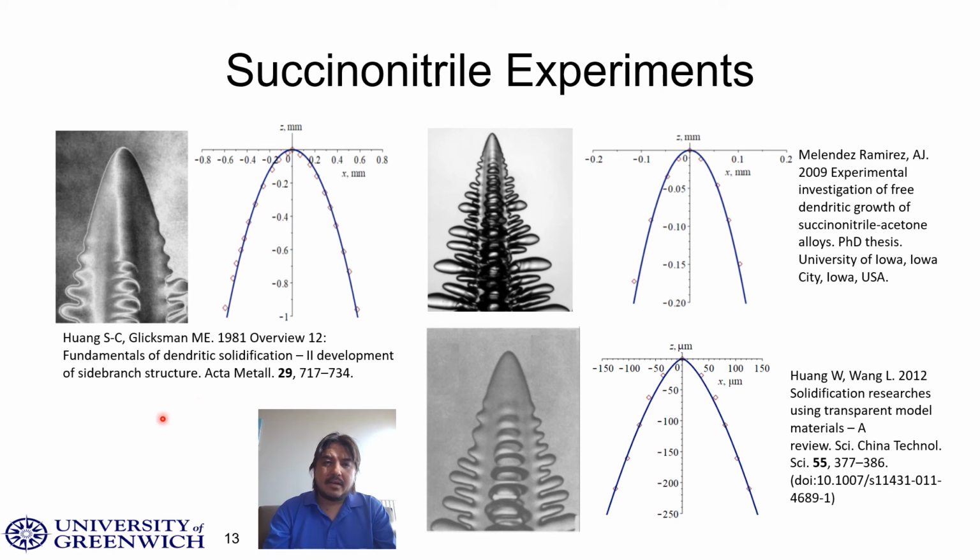And then finally, we looked at experiments for succinonitrile. So here's data from Huang and Glicksman, and we have Ramirez and Huang and Wang, again spanning experiments that have been conducted over the last 30 years. And what we can see, again, from extracting the data from the tip shapes and the images captured, is an excellent match to the Alexandrov-Galenko theory.